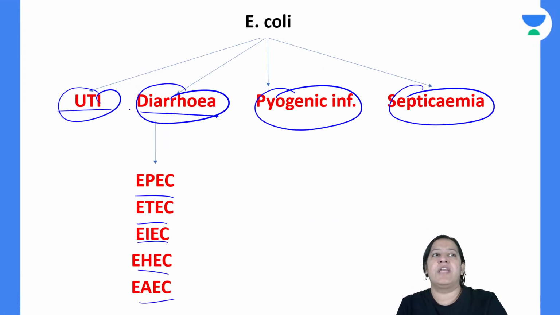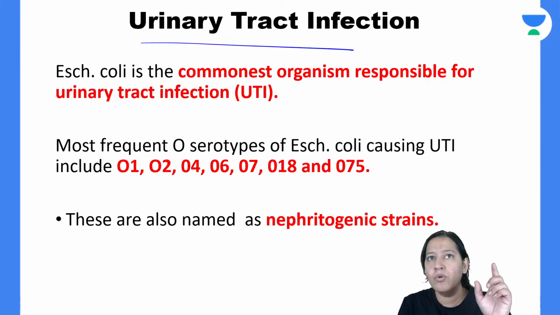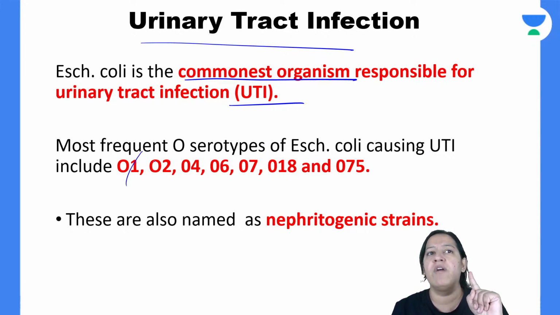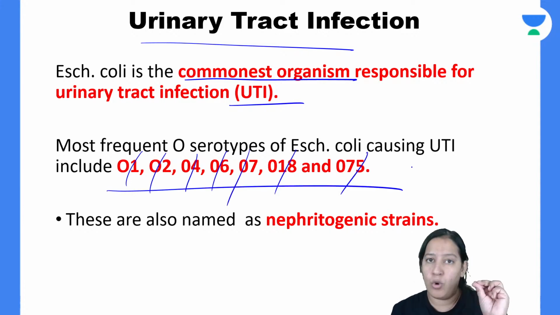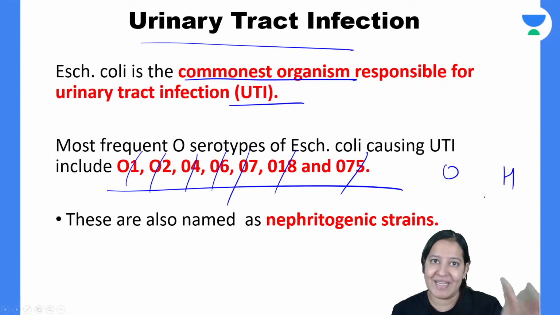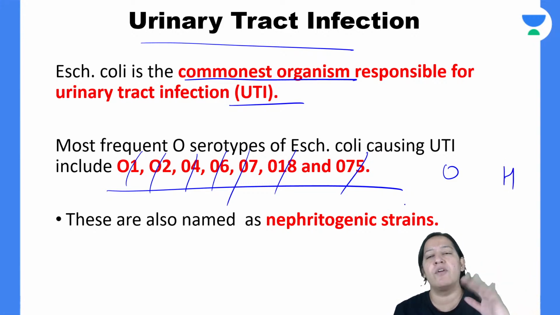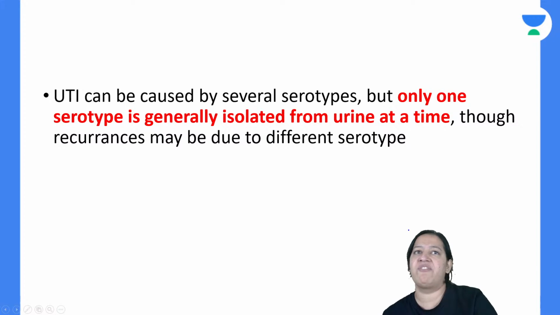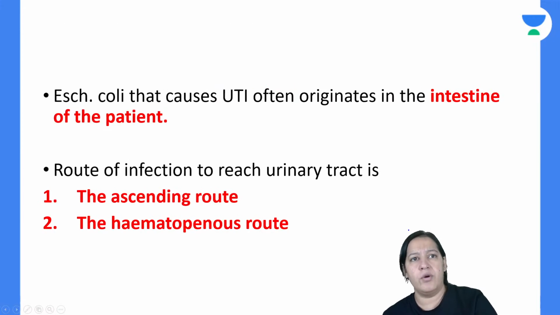First, let me tell you UTI. E. coli is the most common organism which causes UTI in humans. So what are the frequent serotypes of E. coli which cause UTI? O1, O2, O4, O6, O7, O18 and O75. You know, there are 2 types of antigen, O and H. So these are the somatic antigens, the various serotypes of O which cause UTI. And some of the strains are nephrogenic strains also, which are specific for causing UTI. Have you got it? Okay.